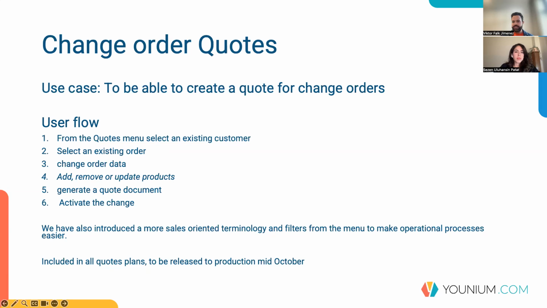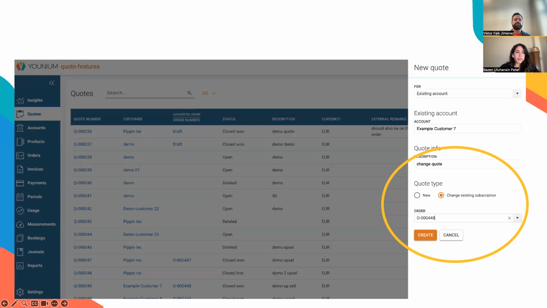So to give you a little bit more detail, this is how it will look. This is an overview of the quote screen when you press quote. From the slide out, we will add a new selection. You can now select what quote type you want to create. So it's either new or change existing subscription. If you select change existing subscription, you also get to decide what order to update. So from the drop-down, you select the order that's attached to that specific account.